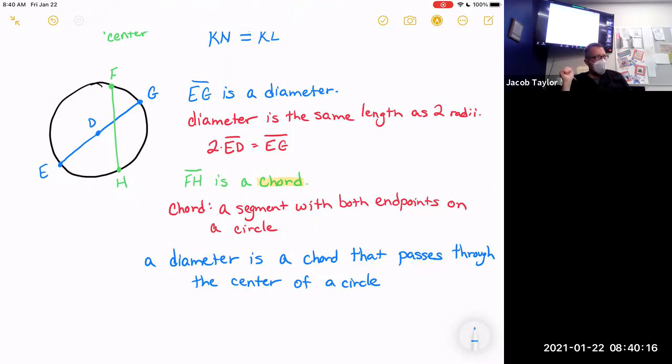It's not just a line that goes through the center. It's a chord that goes through the center. What's the difference then? Why am I specifying it's not a line, it is a chord? What would be different about a line versus a chord?